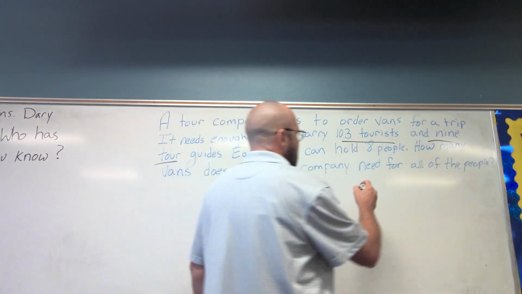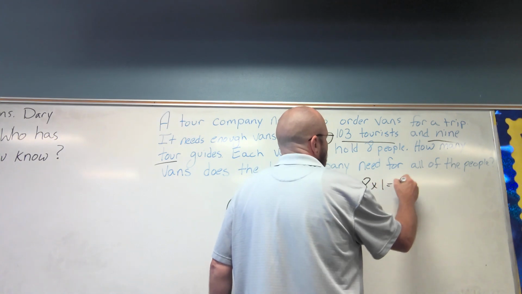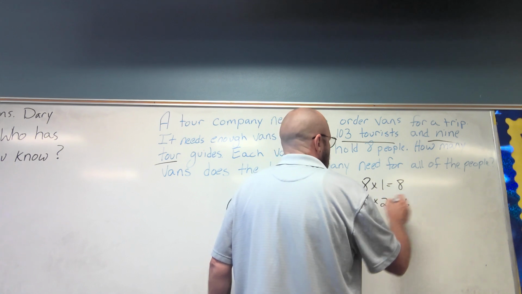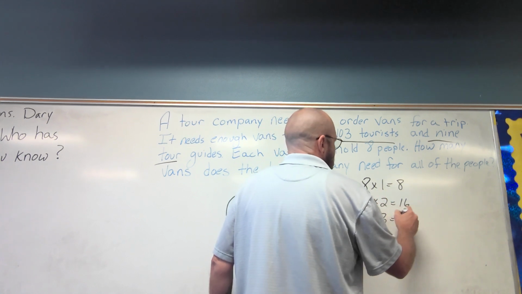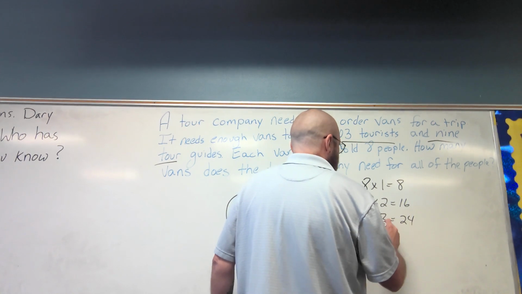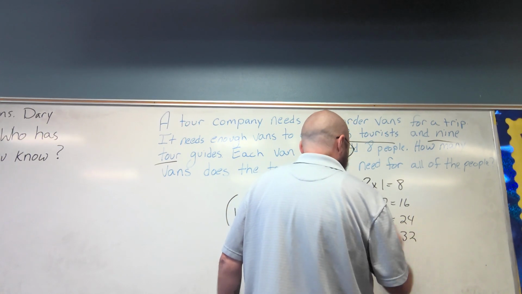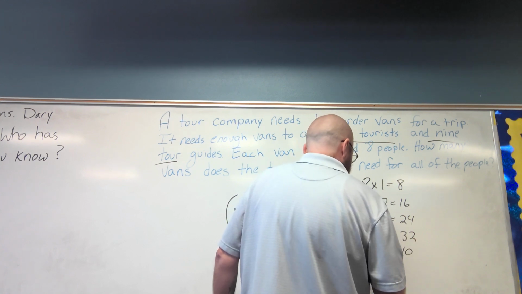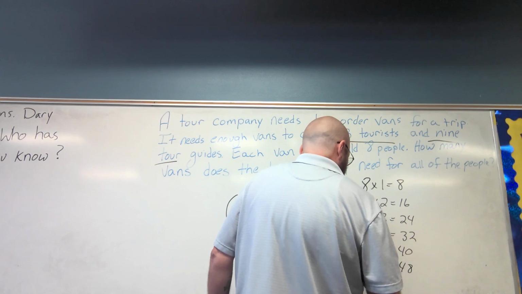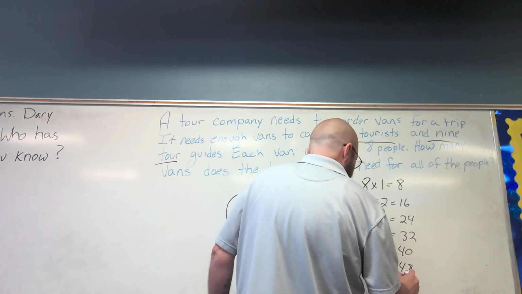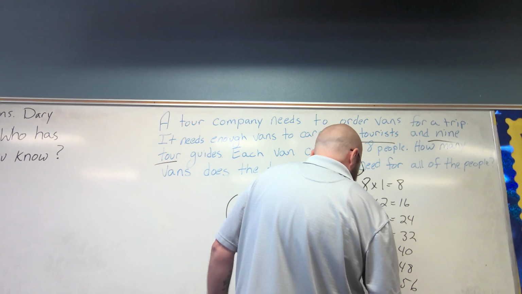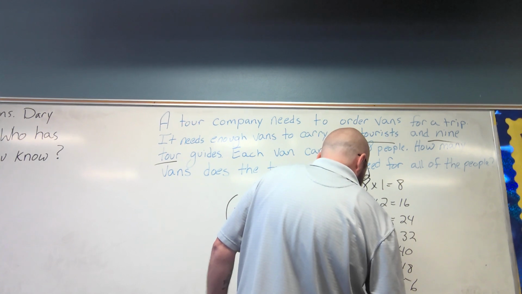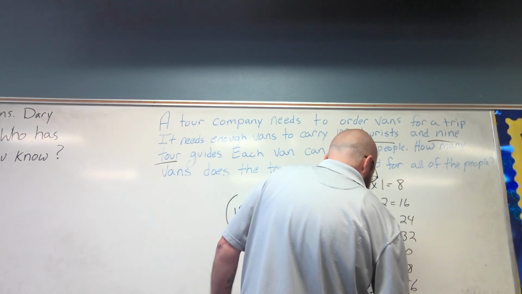If you know your multiplication facts, you know 8 times 1 is 8. 8 times 2 is 16. 8 times 3 is 24. 8 times 4 is 32. 8 times 5 is 40. 8 times 6 is 48. 8 times 7 is 56. 8 times 8 is 64. 8 times 9 is 72.